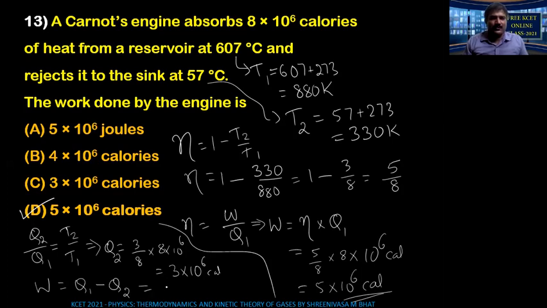So that is equal to 8 minus 5, 8 minus 3. It is 5 into 10 power 6 calories. So this way also you can get it without calculating the efficiency. So efficiency finding is important. Then I go to the next question.